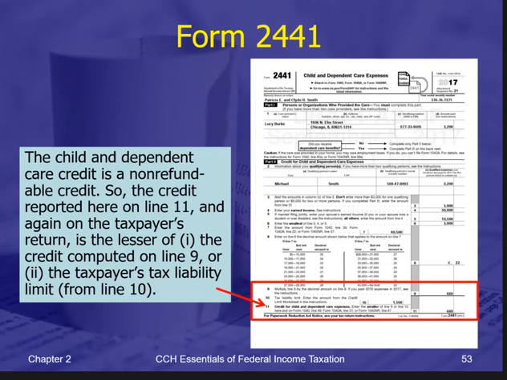All right, so that covers the dependent care credit. We will start in on higher education credits and look at other credits in part 2 of this podcast.